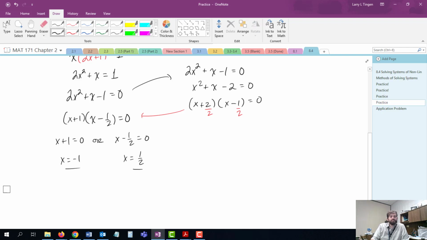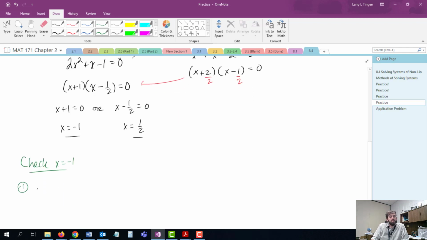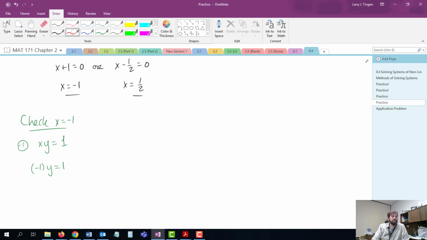Let's do it in a different color. We're going to check x is equal to negative 1. In equation 1, equation 1 says x times y is equal to 1, and then substitute x is negative 1. So what is y? I want y by itself. It's currently being multiplied by negative 1. How do I unmultiply something? What's the opposite of multiplying? Dividing. 1 divided by negative 1 is negative 1. So that leads me to a point, negative 1, negative 1.